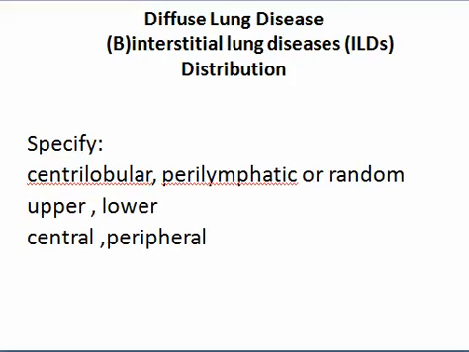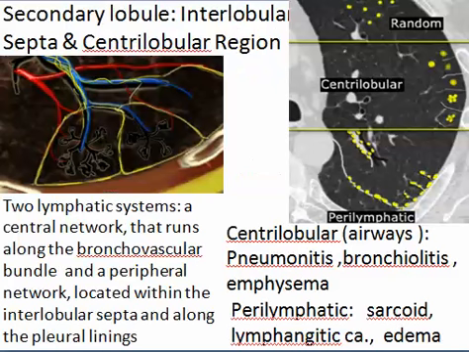You should specify the pattern you have, whether it is centrilobular, perilymphatic, or random, whether it is upper lobe or lower lobe, whether it is central or peripheral, because this will usually help in diagnosis. We will not go back into these items, but a small representation is still there. You can go back to diffuse lung disease presentation 1. Everything is described in details.